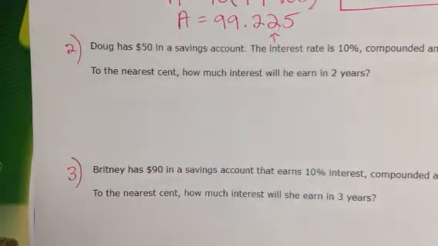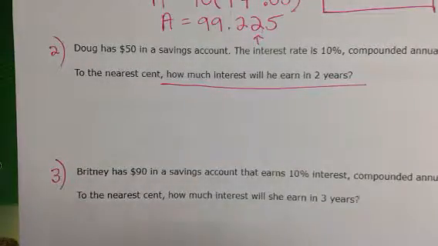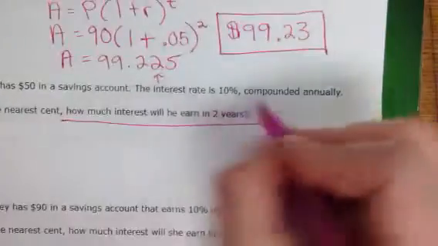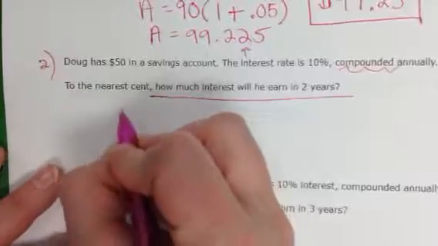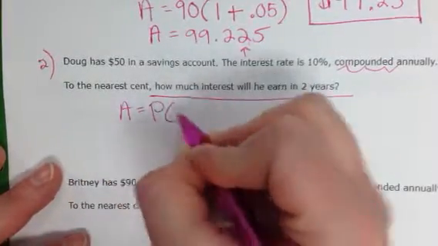Number 2 says Doug has $50 in a savings account. The interest rate is 10% compounded annually. To the nearest cent, how much interest will he earn in 2 years? Underline your question. This time they only want interest. Okay? They did say compound. Write your compound interest formula.